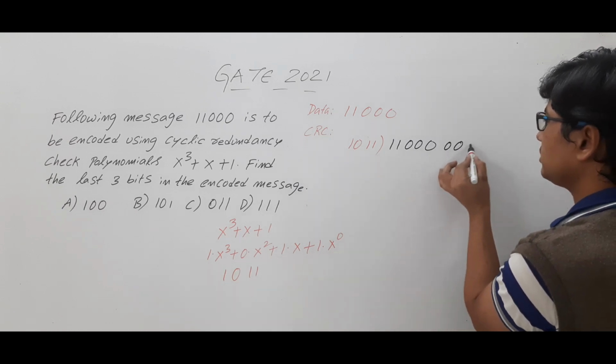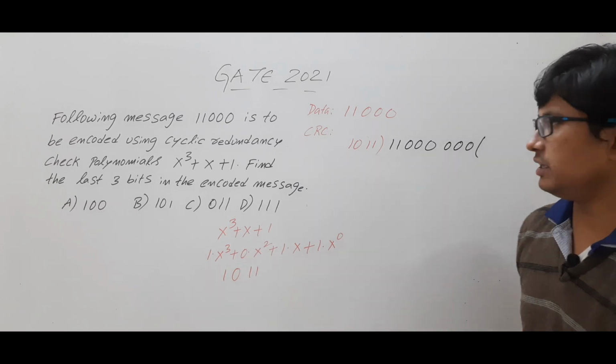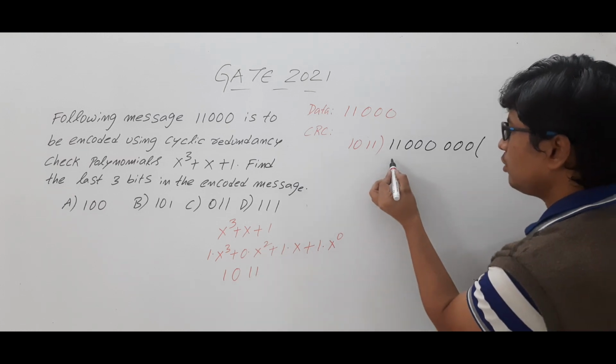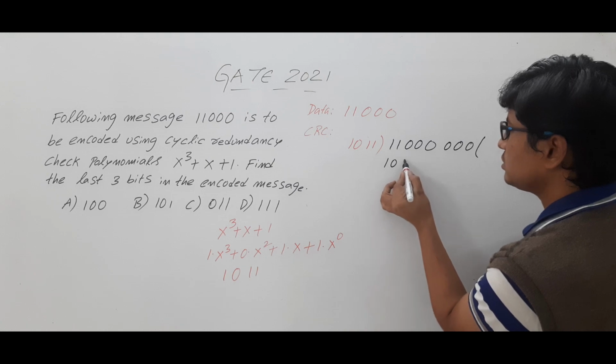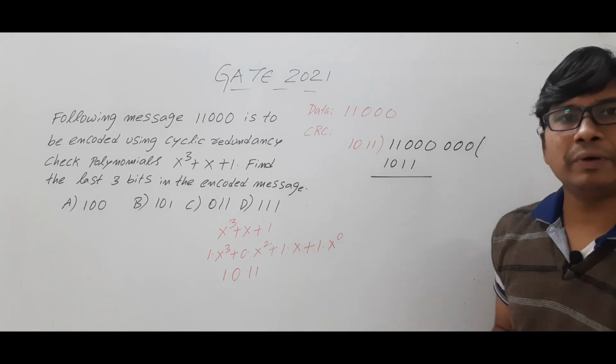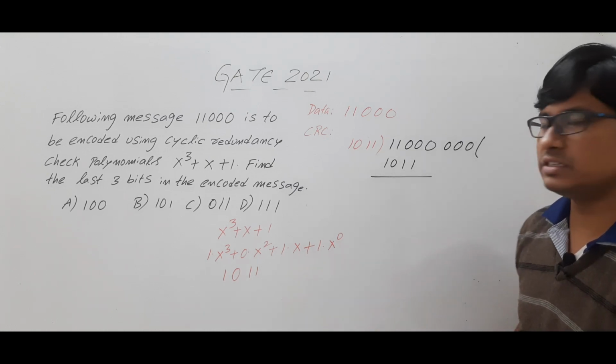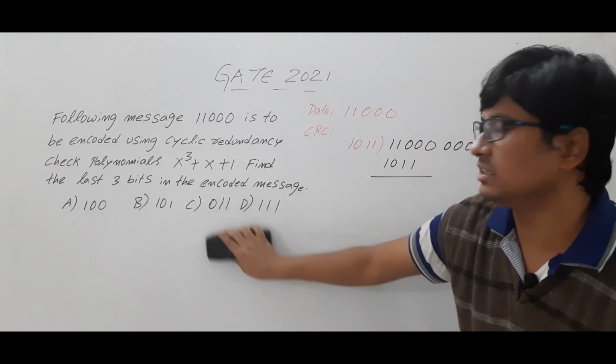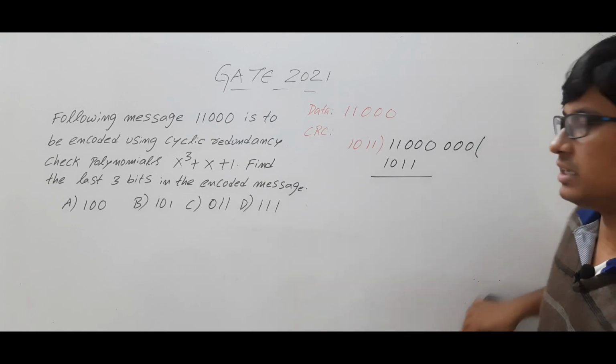Now you need to append 3 zeros. Is it clear? Now you need to find the CRC. How to do it? First you will take 1011. Now you will perform the exclusive OR. Is it clear? We will do the modulus 2 division. Are you able to understand it or not?